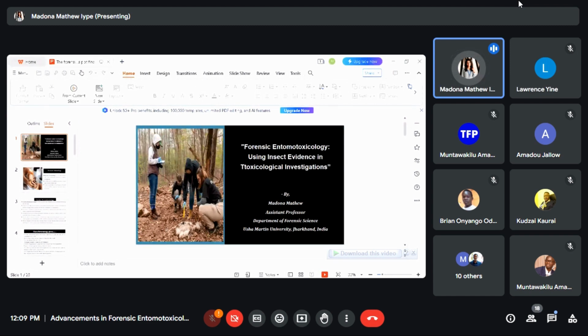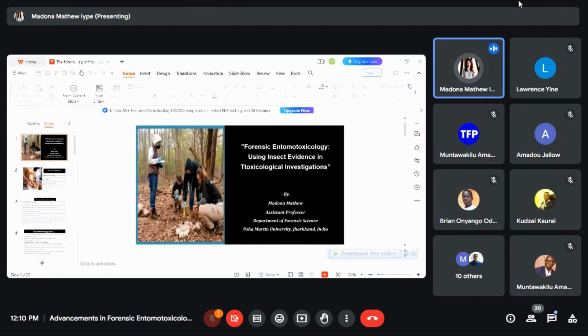Now let's see what exactly entomotoxicology is. Forensic entomotoxicology is a specialized field that combines forensic entomology and toxicology. It involves the study of insects found on or around the decomposing corpse, and it helps to determine the presence of drugs, toxins, or other poisons that might have contributed to the death, and that will lead to the clues regarding the death and will lead to a successful investigation.